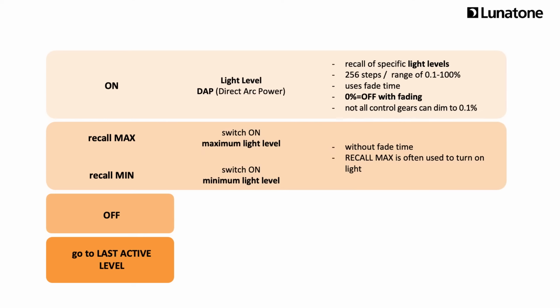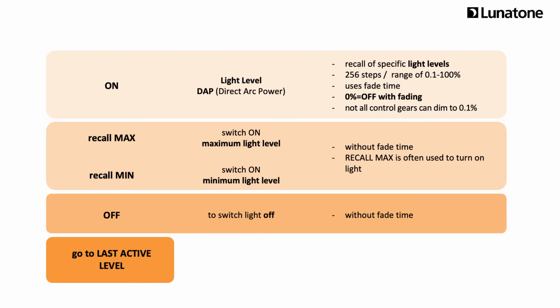When sending the command recall max, the light is switched on immediately to the maximum value, and the command recall min switches the light to the minimum value. Neither of them uses fading. The command off turns the light off immediately.